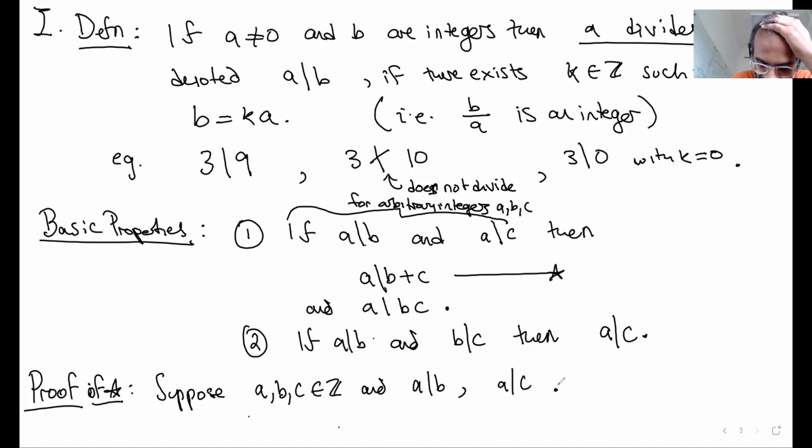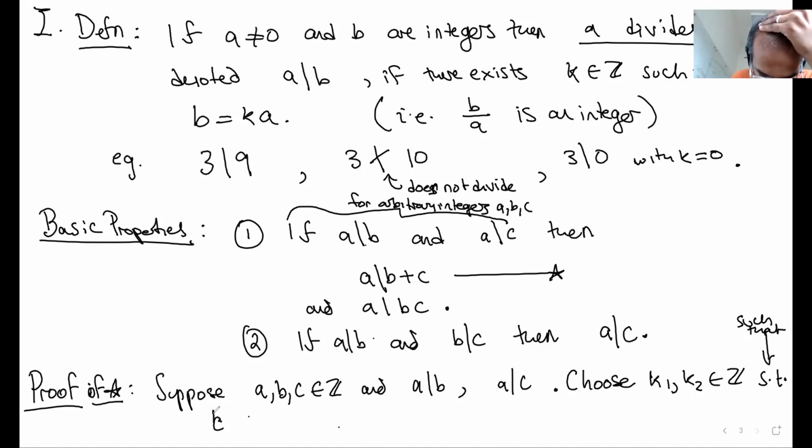Well, let's invoke the definition of divisibility. What does it mean a divides b? It means that there's some k so that b is equal to ka. And similarly for a divides c. So let's choose integers k1 and k2 such that, this is a shorthand, I'll use this in lecture, but I encourage you in actual writing to write it in full, such that b equals k1 a and c equals k2 a. So now these k1, k2 are on the table.